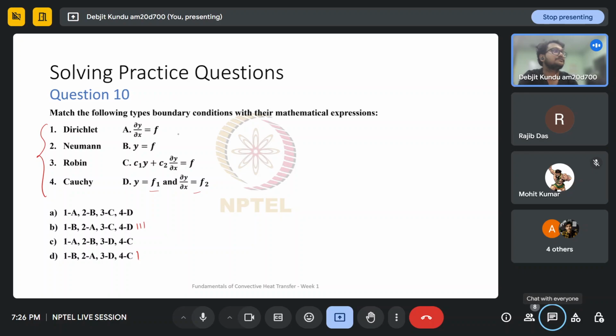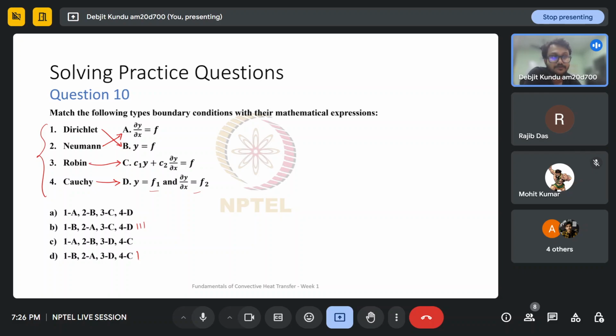Okay, so yeah, in Neumann boundary condition, a gradient is mentioned. So 2 should be A, and Dirichlet, you tell the exact value. So you say U equal to 5 meter per second, things like that. Then Cauchy boundary condition, you tell the gradient as well as the value separately. And in Robin boundary condition, you have a mixture. Robin boundary condition is also called a mixed boundary condition.